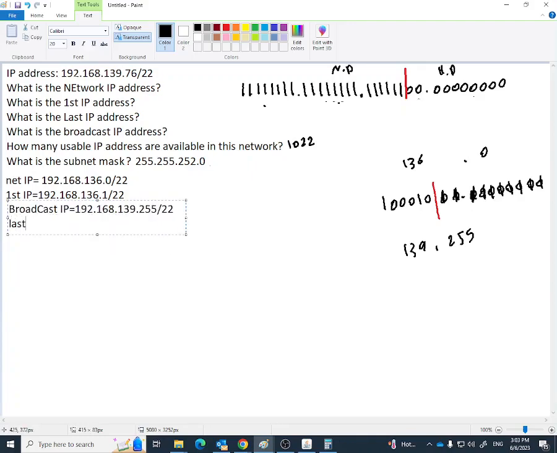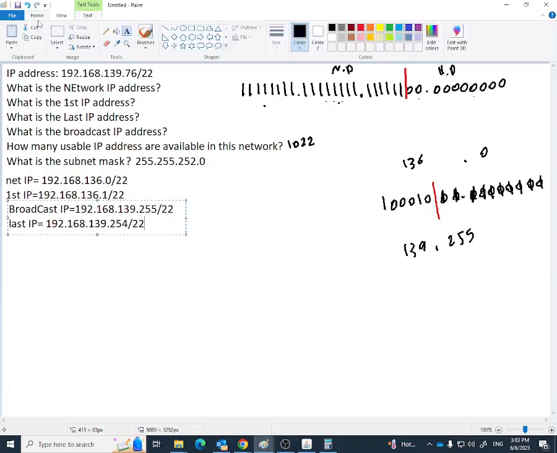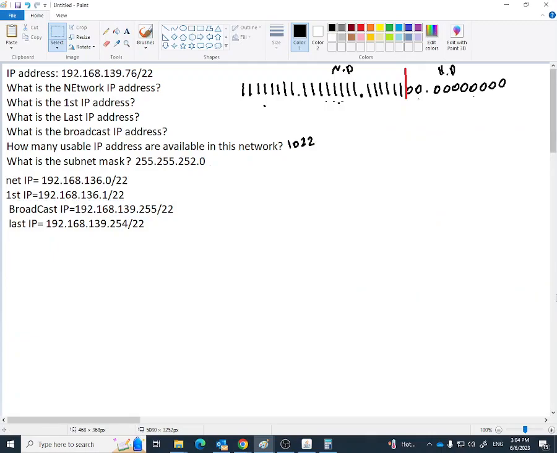Now that simply means the last IP address is simply going to be 192.168.139.254/22. Okay. Now, let me just show you how do I get the broadcast again without doing this binary converting. So let me just take this all away.